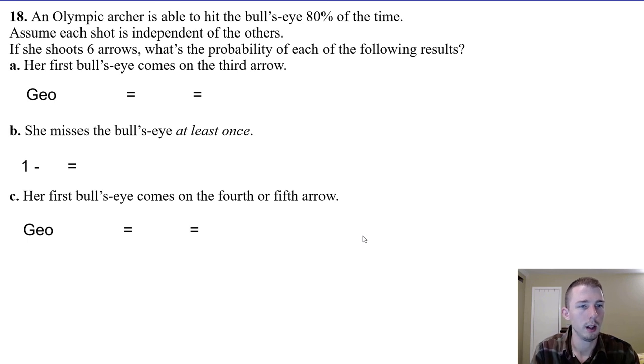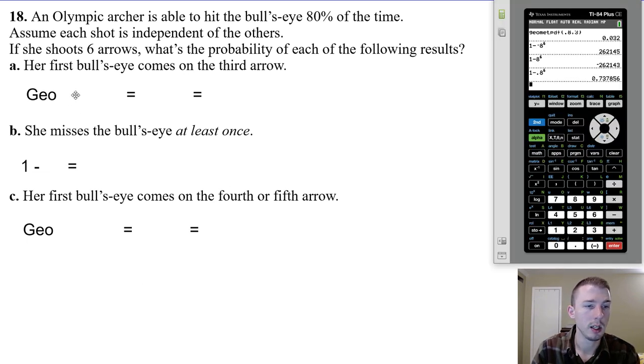Number 18. An Olympic archer is able to hit a bullseye 80% of the time. Assume each shot is independent of each other, so it would be a Bernoulli trial. If she shoots 6 arrows, find the probability of each of the following results. So her first bullseye comes on the 3rd arrow. If we're looking for our first success in the geometric probability model, we're looking at the PDF because we want to know the first success was on the 3rd arrow.